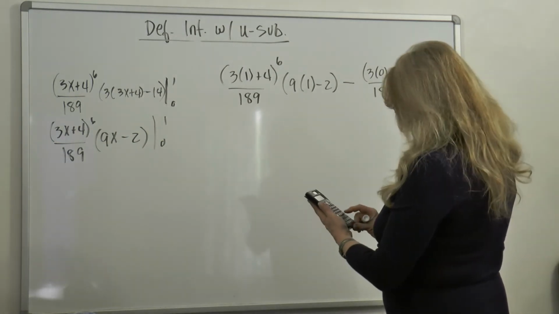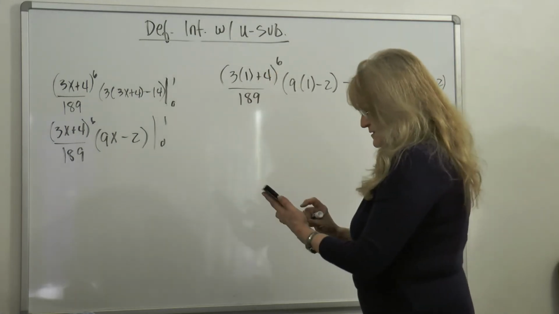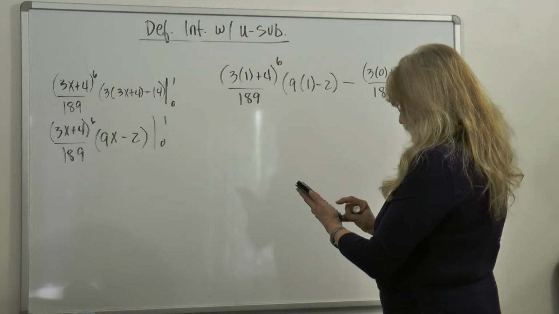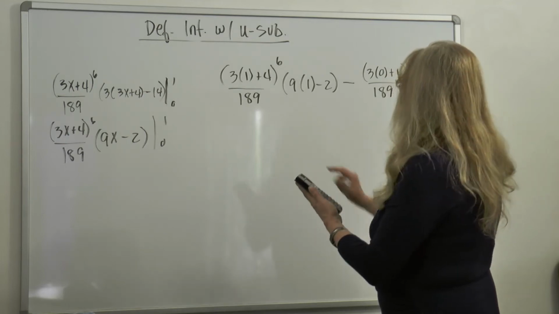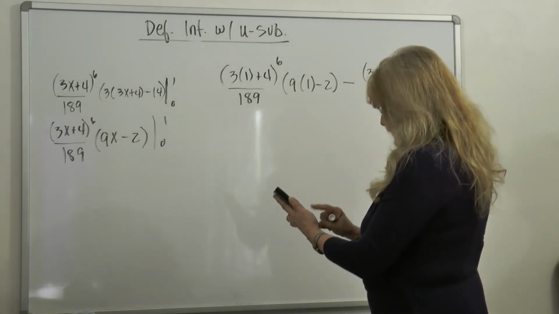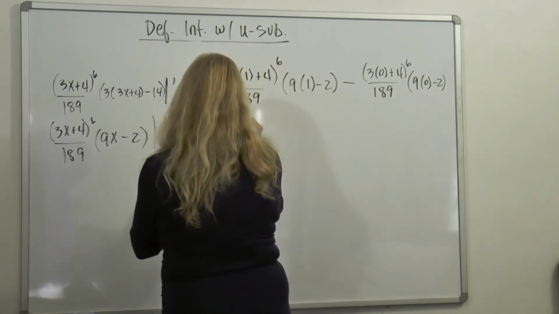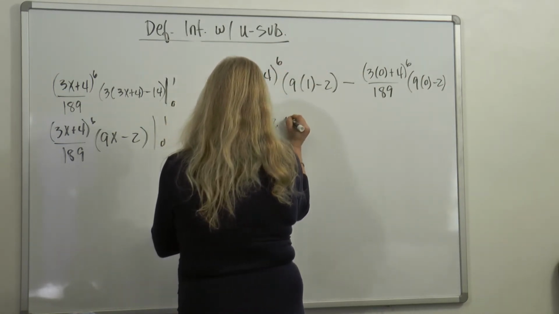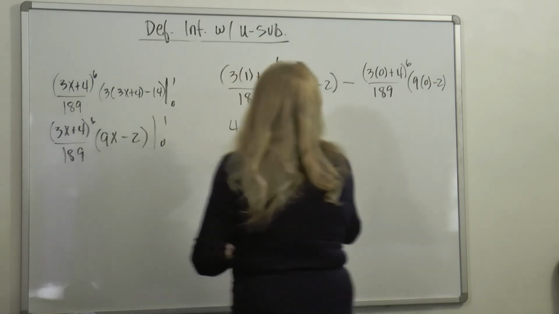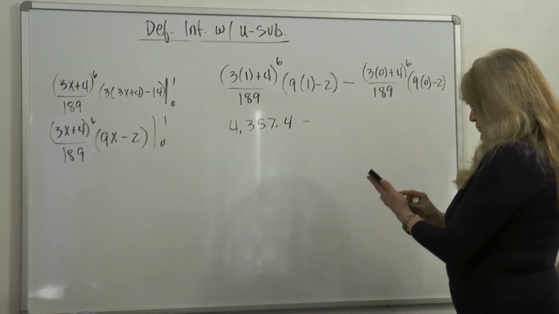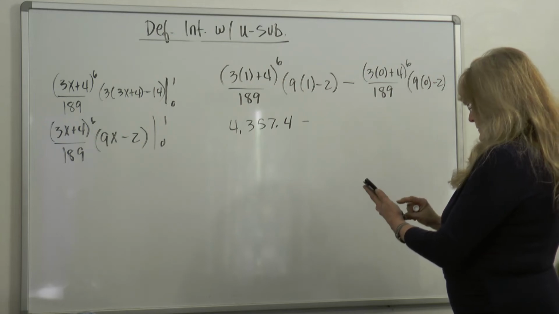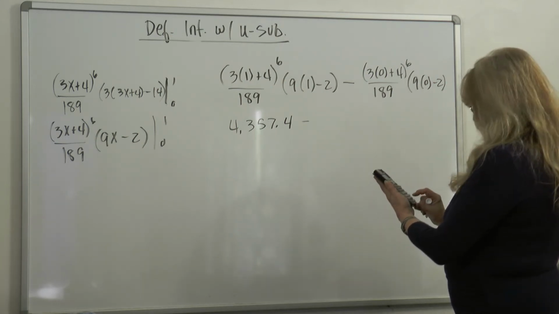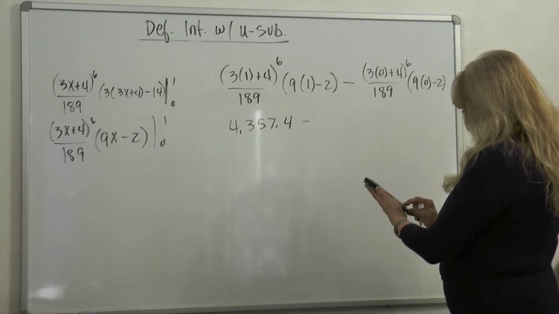That's nifty. So that's 7 to the 6th divided by 189 times (9 minus 2), times 7. So this is 4,357.4, let's just round to the tenth. Then 0 plus 4, so 4 to the 6th divided by 189 times negative 2.